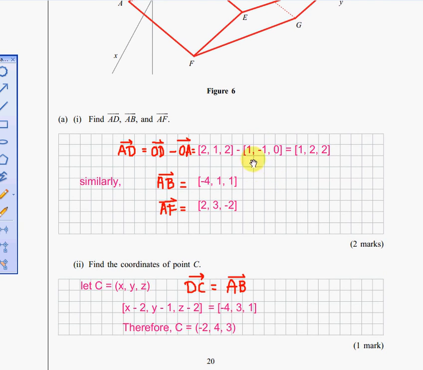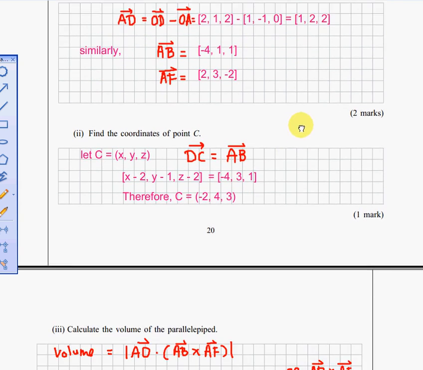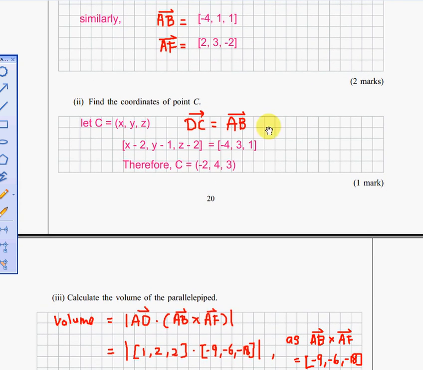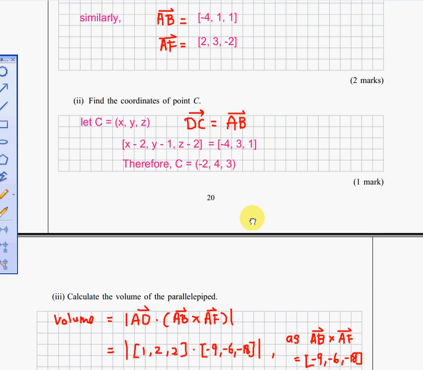of the questions. Okay, find these three vectors, show a bit of workings, and use the knowledge that these two vectors are the same. Call C anything you like, and then you can get the coordinates of point C, right?